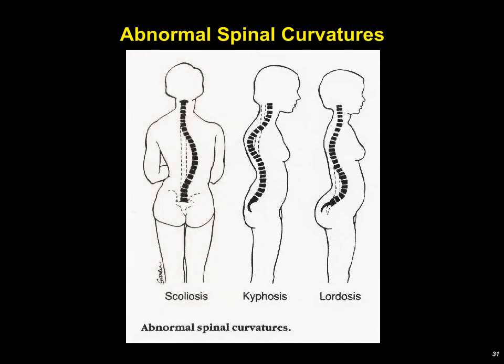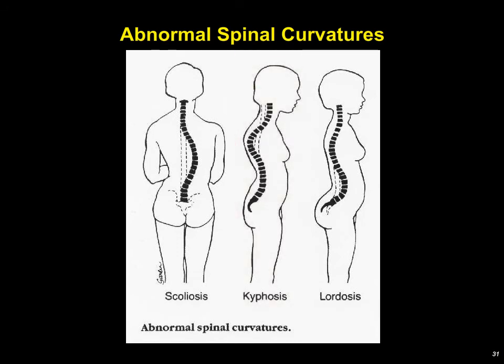The second disorder is something called kyphosis. Kyphosis is characterized by a dorsal deviation of the thoracic spine, and this is often caused by osteoporosis or osteomalacia. As a result, we have somebody that has a hunchback appearance.